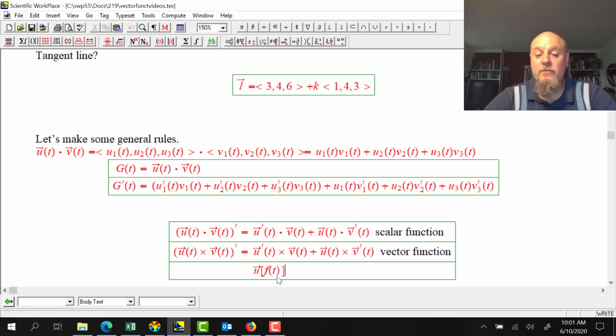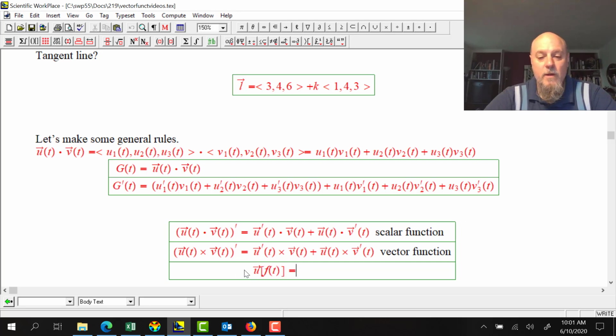Instead of being a vector that's a function of time, it's a vector that's a function of a function, f, that's a function of time. So each component is a function of f, and f is a separate function of time, and I want to take the derivative of that. Now the rule's going to work like you think it works. It should be like chain rule.